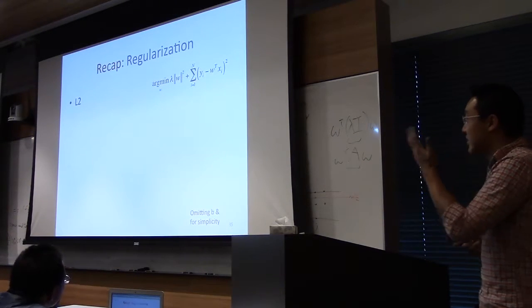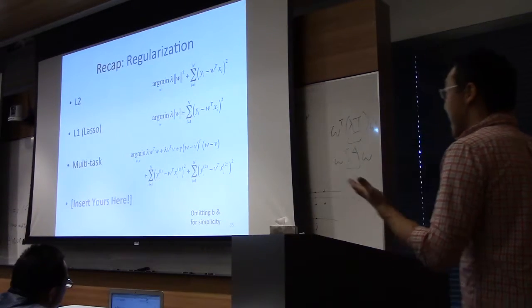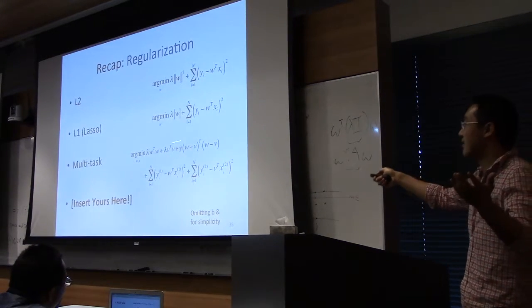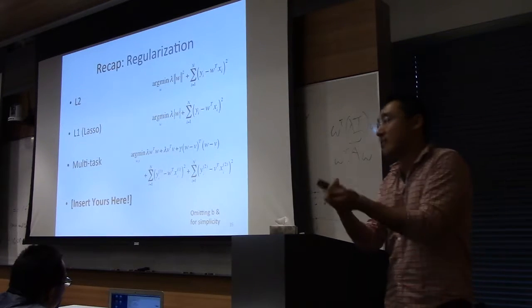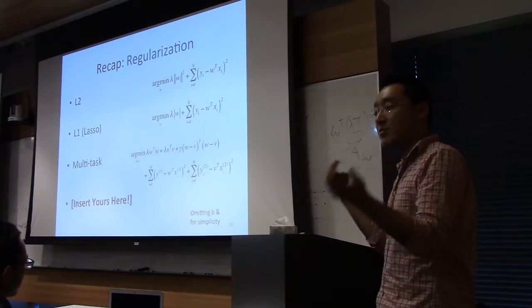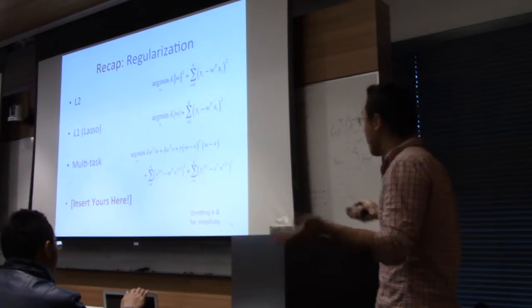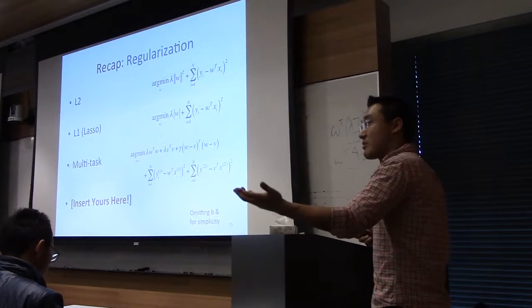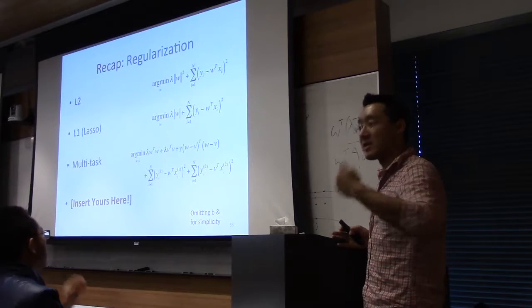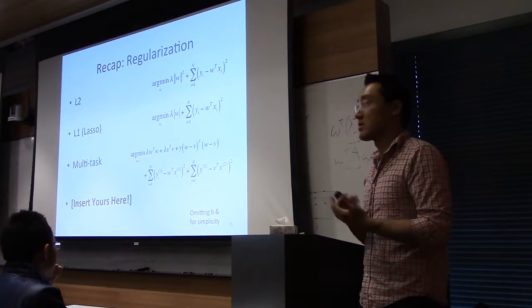Just to recap regularization in general, we have L2, L1, and multitask. Multitask is motivated by a modeling assumption that these tasks are related, and so we should encourage the two models that we learned for the two tasks to be close to each other. If you have a modeling assumption of your own about some learning problem, you can also encode it as a regularization penalty. Unless you have data that overwhelmingly tells you otherwise, you prefer the model to look something like this. That's what the regularization term tells you.